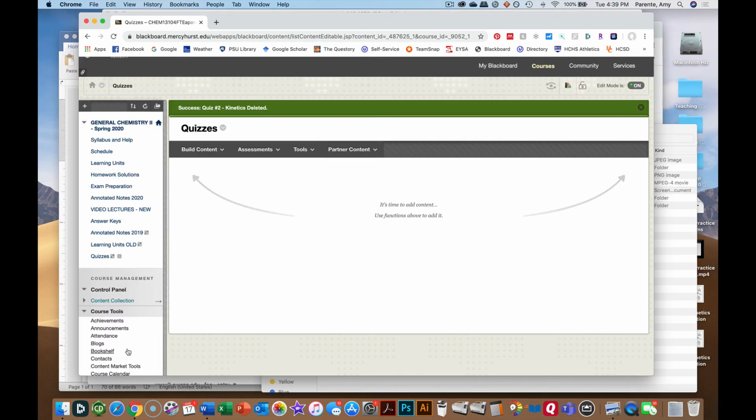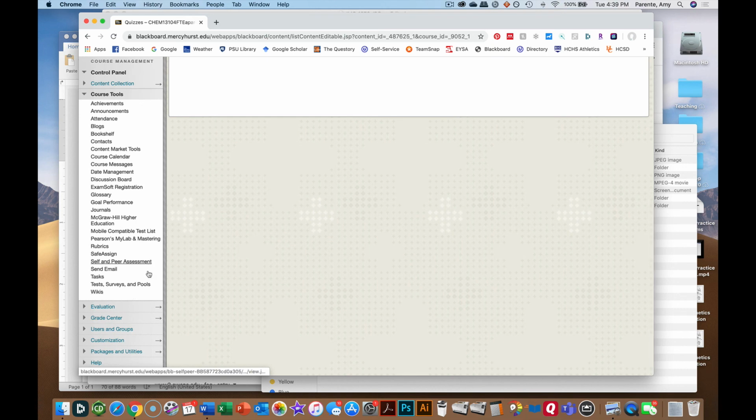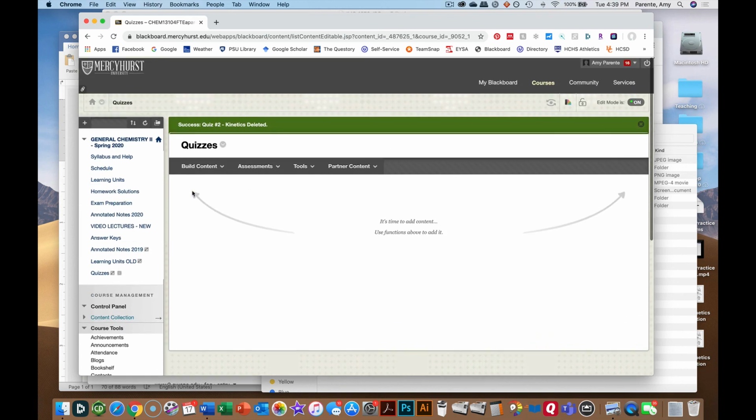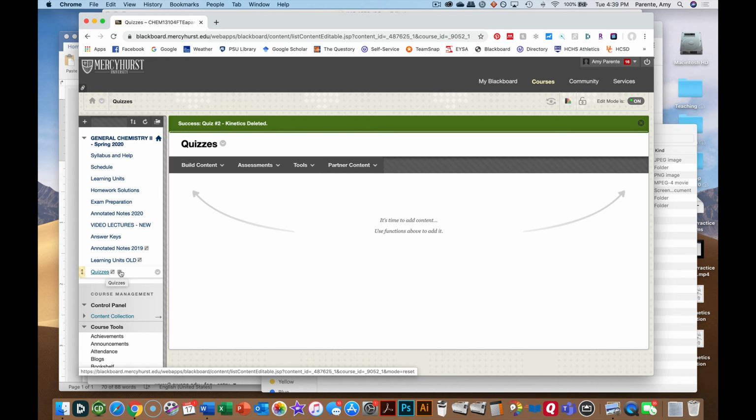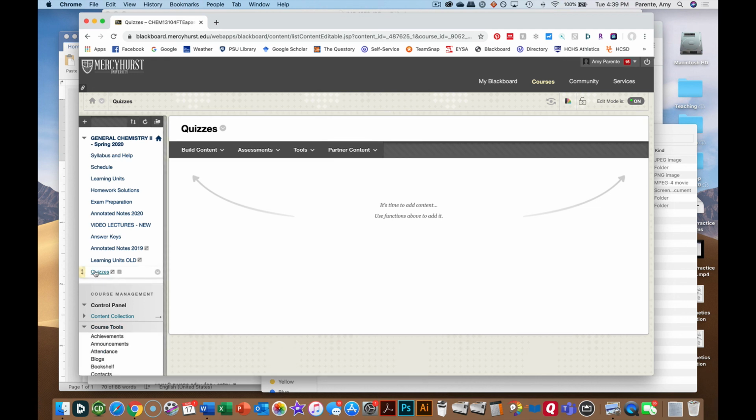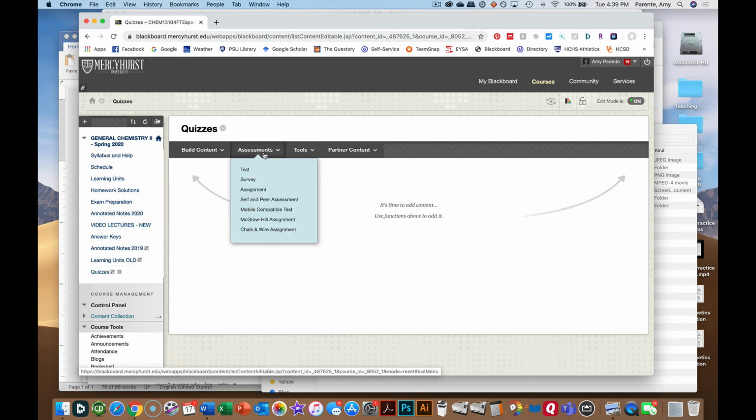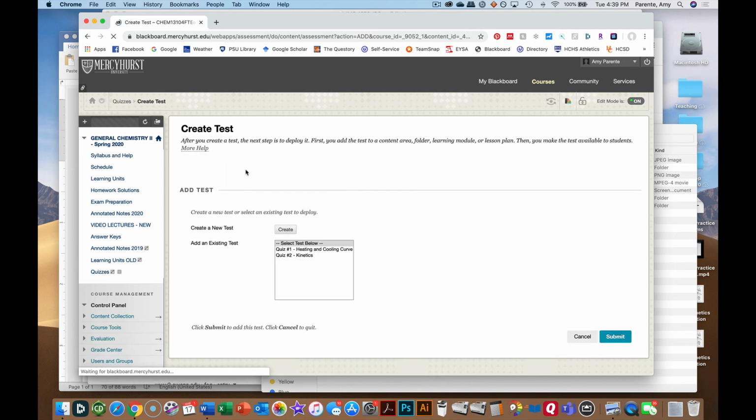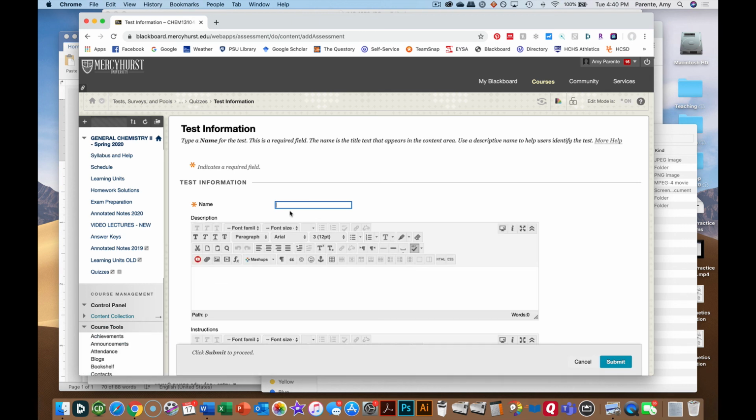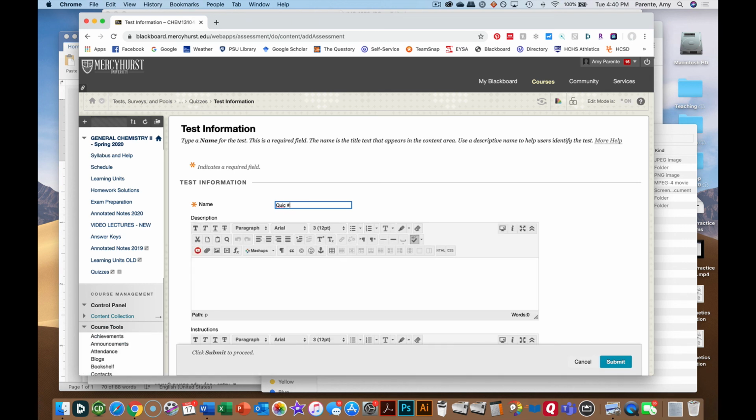So after we've created our test pool that has the questions that we want, now I'm ready to load it in as a quiz for them to be able to take. I don't have this available yet for students. Under this quizzes tab that they will be able to see, I'm going to go under assessments and say that I want to have a test. So I'm going to create a new test here. I already created a couple of other ones, but I haven't created this one yet. I'm going to say create, and we're going to say quiz number 2, kinetics.